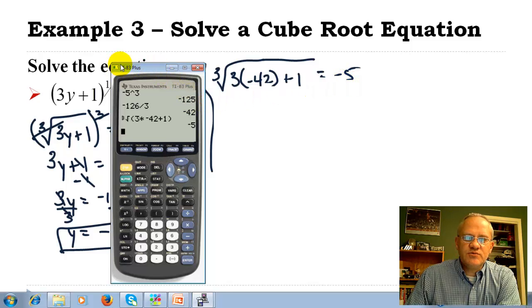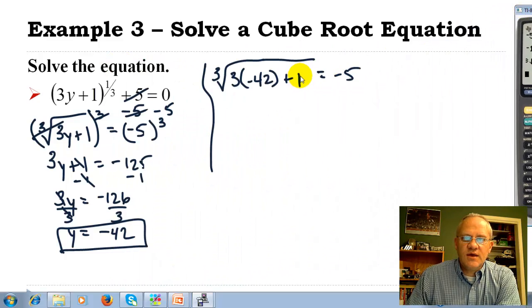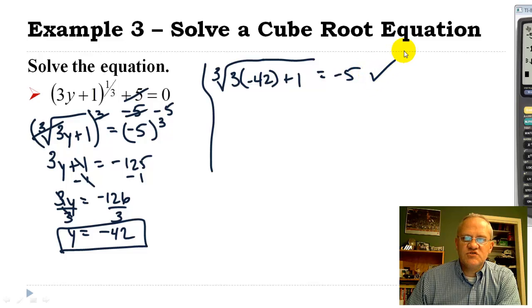So we're good. We checked this one, and this one checked out. So ding, that's a good one. So y equals a negative 42. That's a good answer. Okay, so it doesn't really matter what the exponent is, or if it's a fractional exponent or what the root is here. It works the same way.